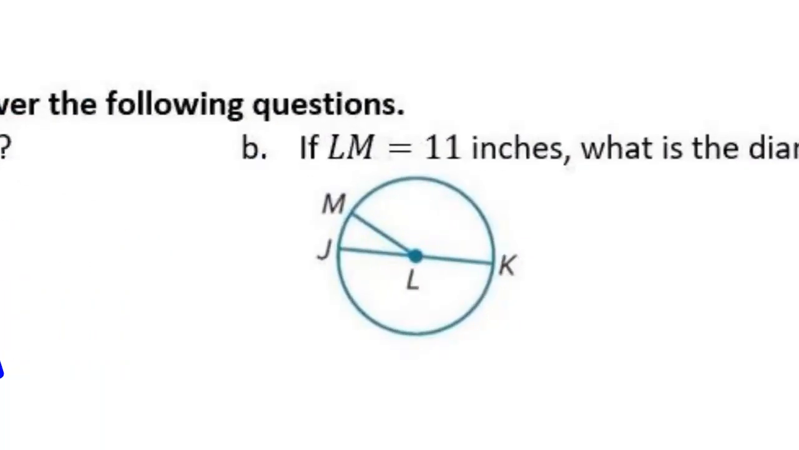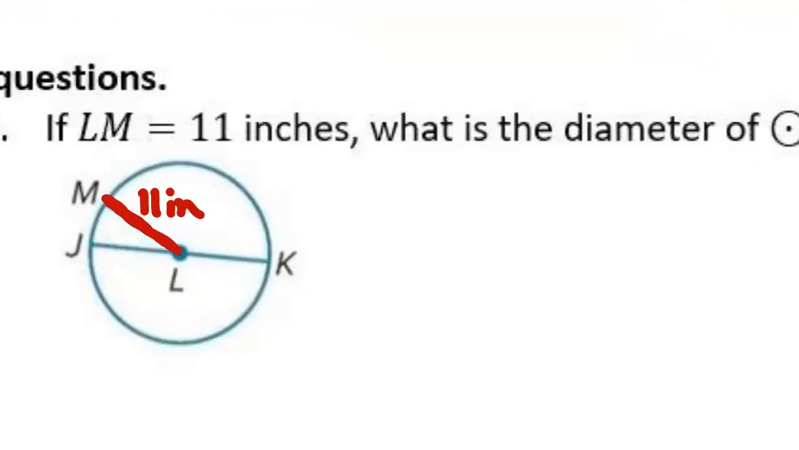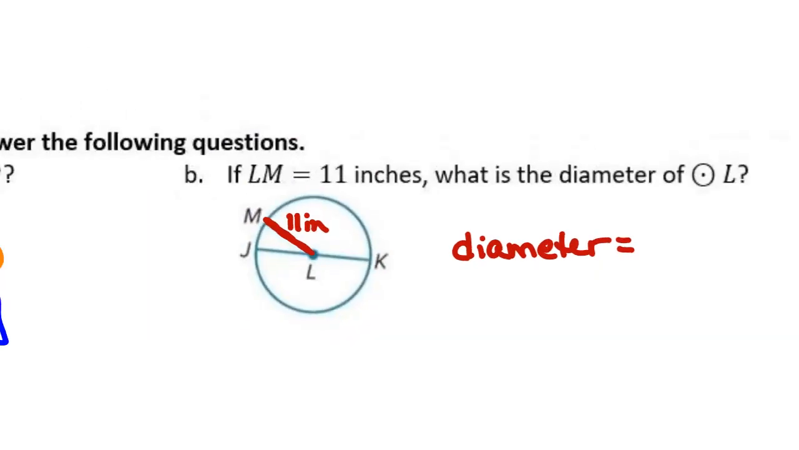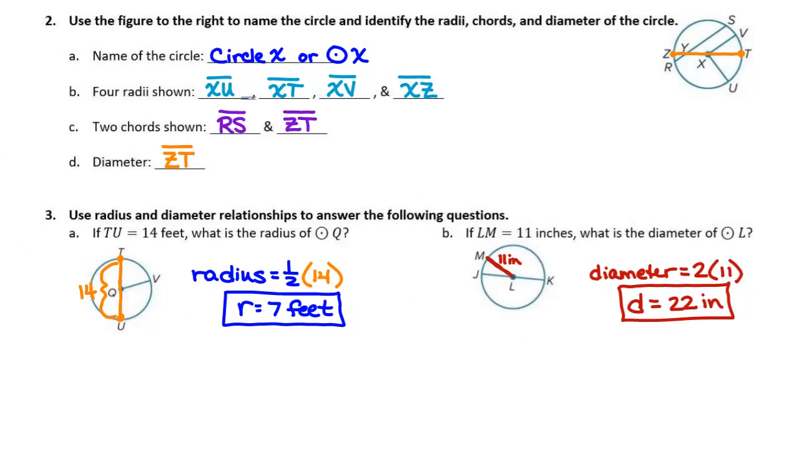Part B, now it says that LM, this right here, is 11 inches. What is the diameter? 22. The diameter is equal to 2 times the radius. So my diameter would be 22 inches. Fantastic so far.